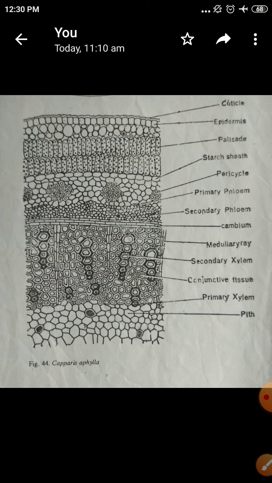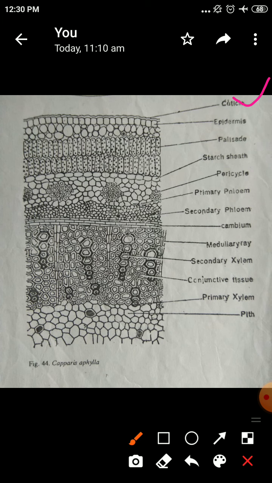So this figure shows anatomical adaptations like presence of a cuticle on the epidermis, presence of photosynthetic tissue, palisade, presence of well developed mechanical tissues, and the stem shows internally the numerous conducting elements. We call them xylem elements. The conducting tissue is nicely developed. So these four are the adaptations seen in the Capparis stem.